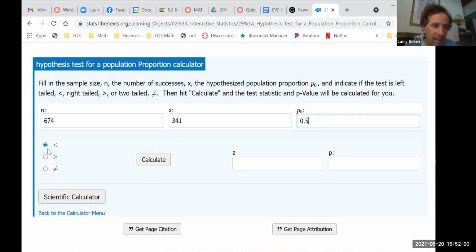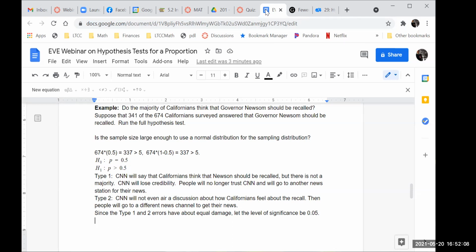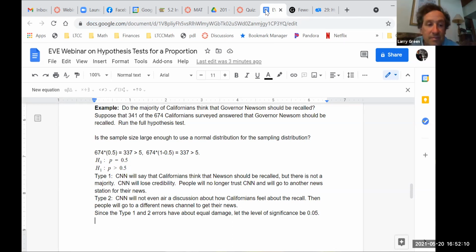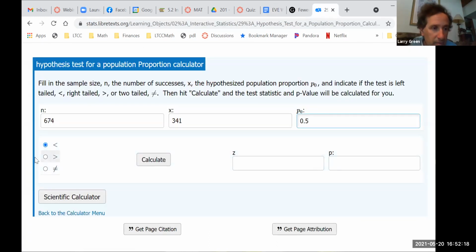All right. Is it less than, greater than, or not equal to? Move it over here. Greater. Yeah, it's greater than because that's our H1. H1 had a greater than sign. So I go greater than. And hit calculate.